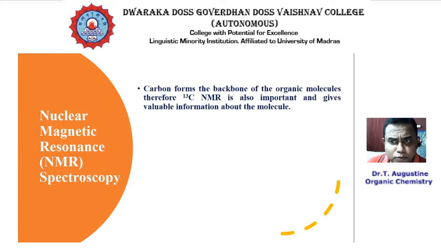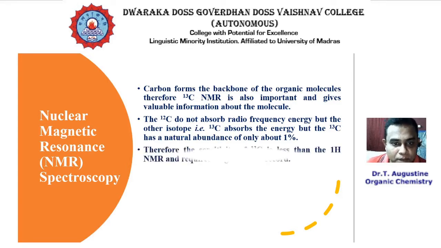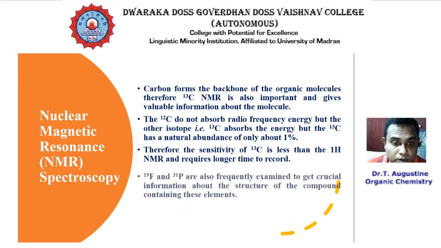Carbon forms the backbone of the organic molecules and therefore carbon NMR is also important and it gives valuable information about that molecule. The carbon 12 isotope do not absorb in the radio frequency region but the other isotope, that is carbon 13, absorbs the energy. But carbon 13 has a natural abundance of only about 1%. Therefore, the C13 NMR is quite difficult to take, and it also has very less sensitivity. Therefore, the sensitivity of carbon 13 is less than proton NMR and requires a long time to record.